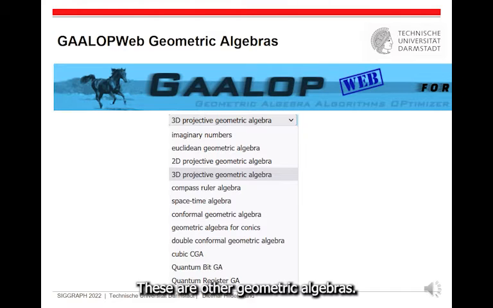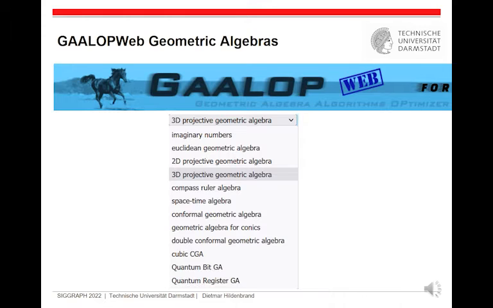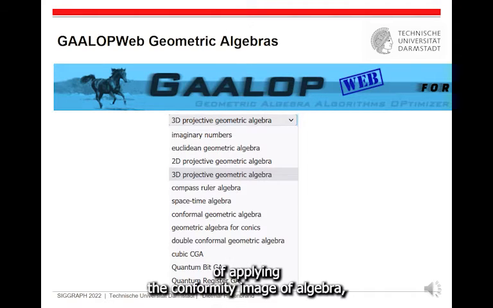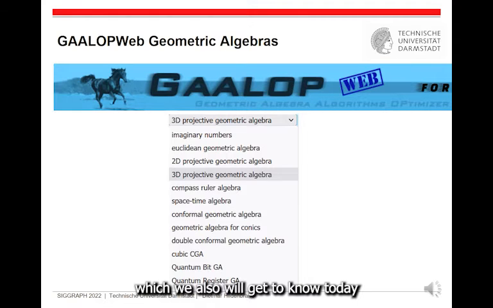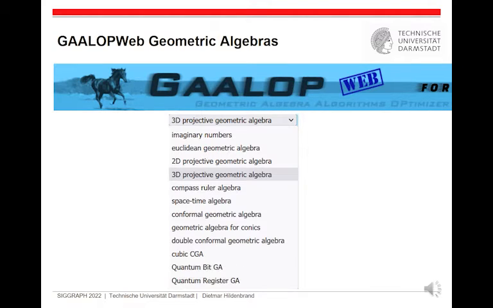These are the geometric algebras Gallop Web is currently able to handle. 3D projective geometric algebra is the default one. There is also a 2D version of it. And we will work with them next. And there are also extensions of these algebras, the compass ruler algebra and the conformal geometric algebra, which we also will get to know today in our course, as well as some high-dimensional geometric algebras, which we also will handle, especially the geometric algebra for conics and the double conformal geometric algebra.